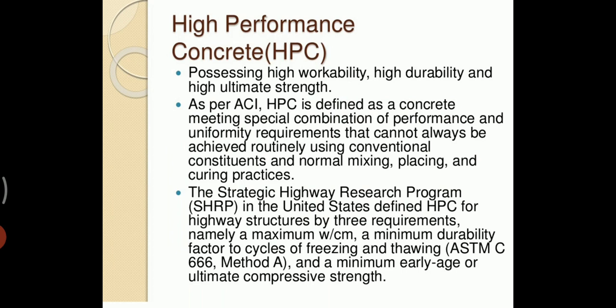The Strategic Highway Research Program, which is what some other organizations in the United States use, defines high performance concrete for highway structures by three requirements, namely a maximum water cement ratio, a minimum durability factor to cycles of freezing and thawing, and a minimum early age or ultimate compressive strength. So these three parameters they are focusing on for attaining such high performance concrete.